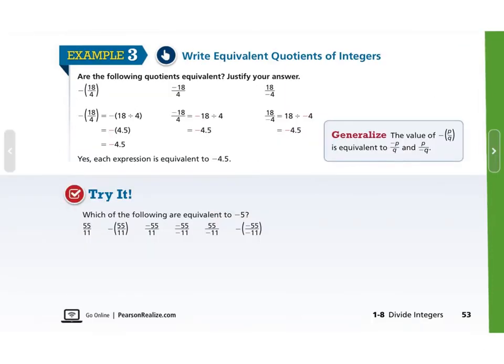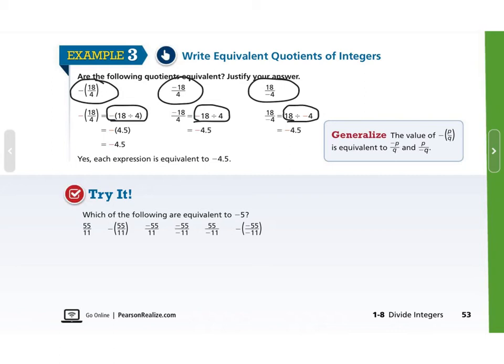Example 3, write equivalent quotients of integers. So the question here is to take a look at these three division problems, all in fraction form, and to determine if they are equivalent and to justify your answer. In each case, you can turn this into a division problem. And then your job is to determine if that answer is going to be a positive or a negative number. In the case of the very first fraction, notice that the negative sign is in front of the entire fraction. So it's also in front of the division, 18 divided by 4.